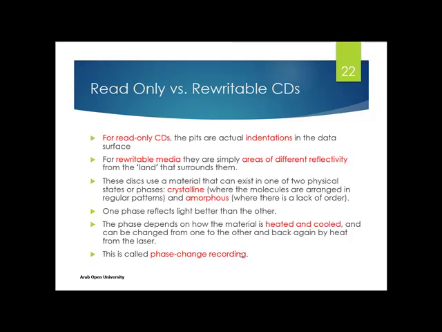By having different reflectivity characteristics of the material, by sending the laser and getting the reflected laser, we can decide based on the reflected laser whether the material is in the crystalline or amorphous phase, and then identify whether it is a pit or a land in our case, and thus we can read the data or the stream of bits accordingly.